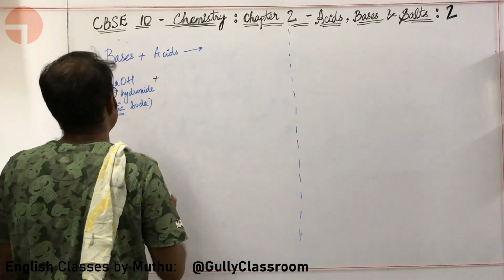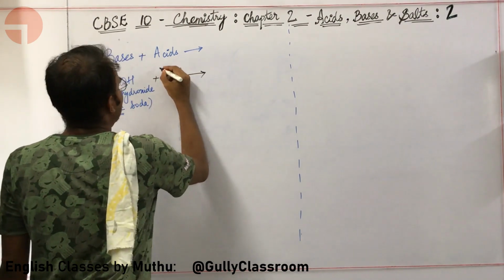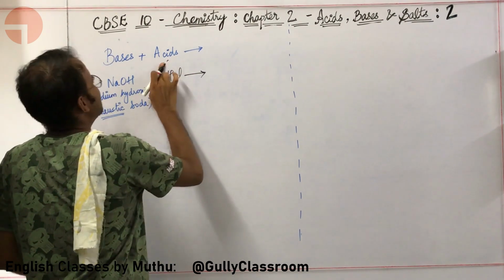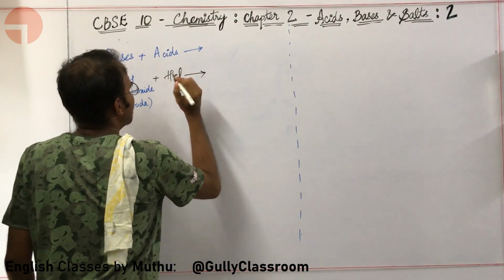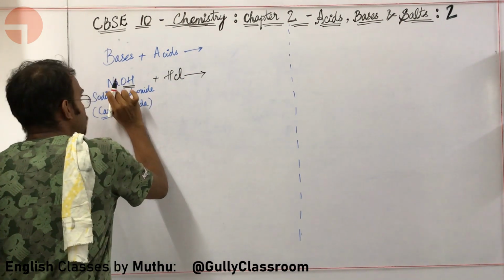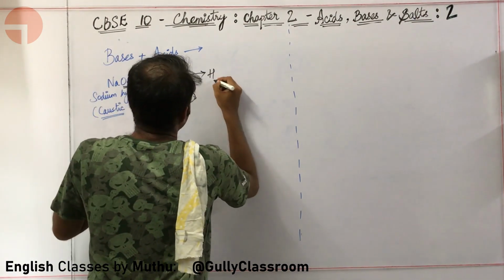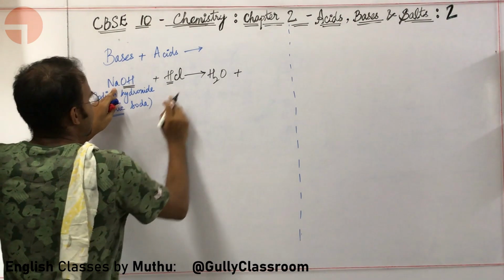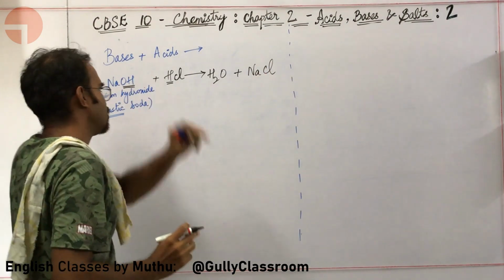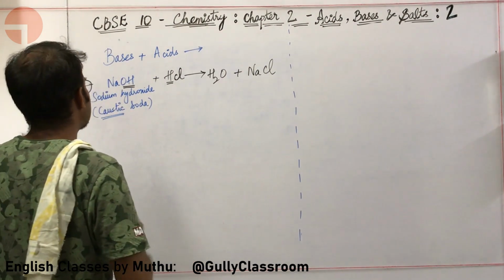Sodium hydroxide plus what am I going to add? I am going to add hydrochloric acid. What will happen? The OH ion from sodium hydroxide and H ion from HCl will combine to form water. The Na and Cl will combine to form sodium chloride or salt. Sodium chloride or salt.